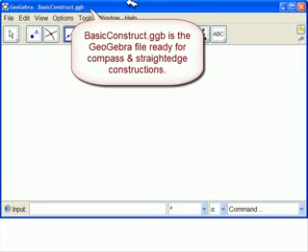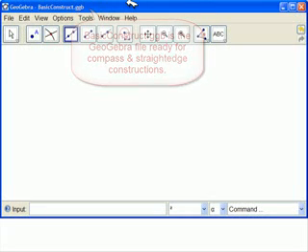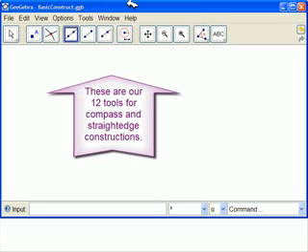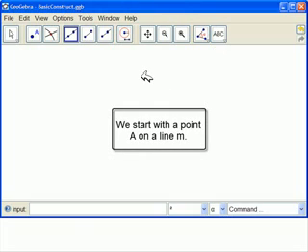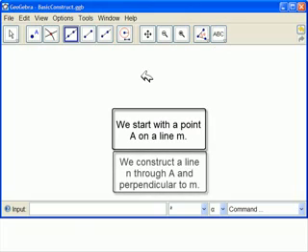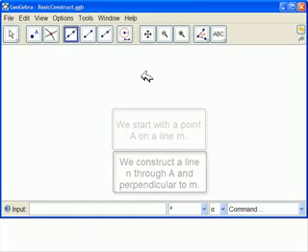This is the file basic construct.ggb, our GeoGebra file for doing compass and straightedge constructions. In this math cast, we need a line M with a point A on it. We are to construct a line N that passes through A and is perpendicular or normal to M.